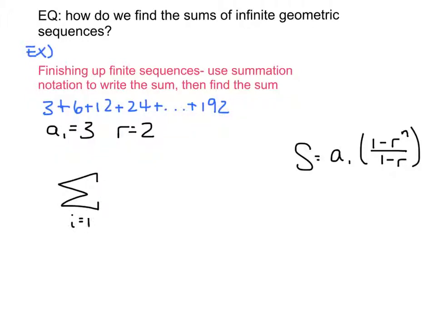I'm going to go from 1 to, this is the part I don't know yet. It's more of a bubble. That's not a 0. But I do know that this is 3 times 2 to the I minus 1.